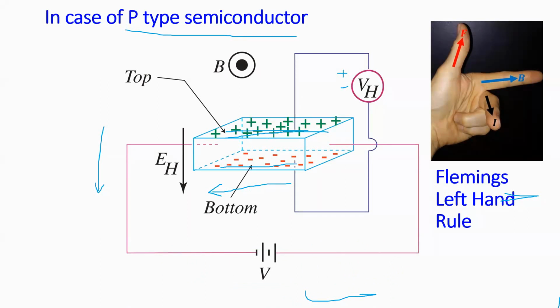So what happens? Holes will be aligning here. It does not mean that electrons are not there. Electrons are there. Whatsoever may be the number will align to the opposite face. So because of that difference, there is potential difference. If holes and electrons are equal, then there will be no potential difference. There will be no Hall voltage. So on the basis of this Hall voltage, we actually know what is the type of the semiconductor.